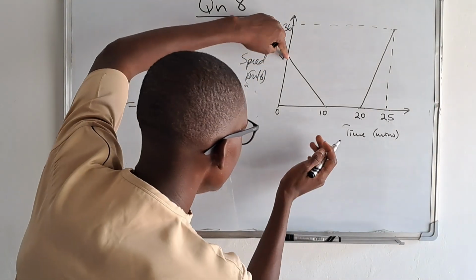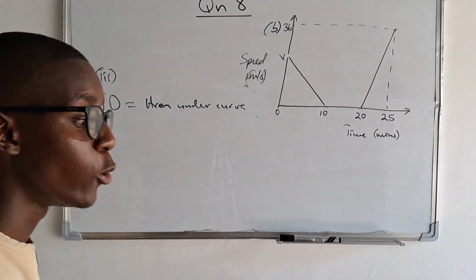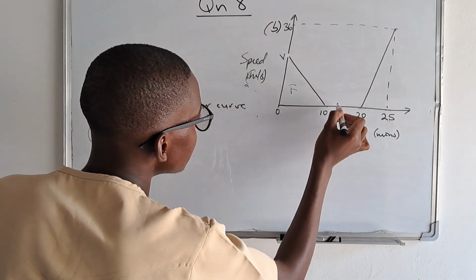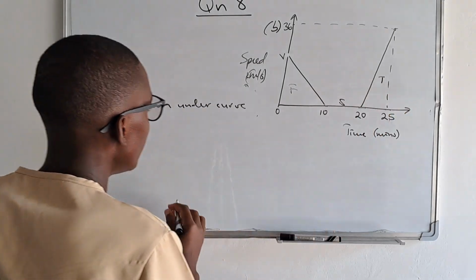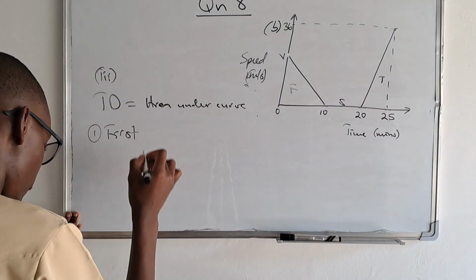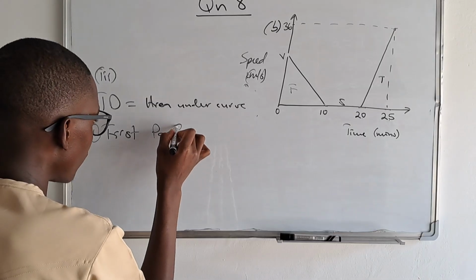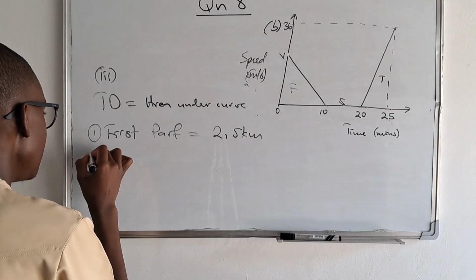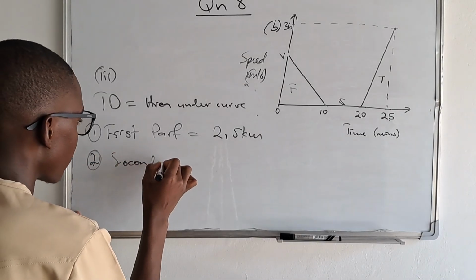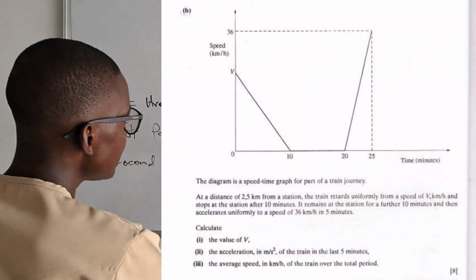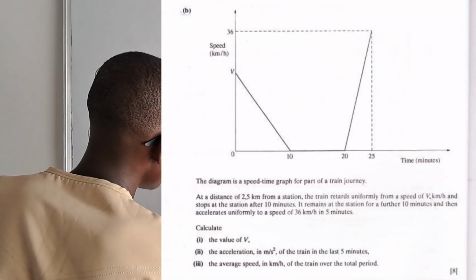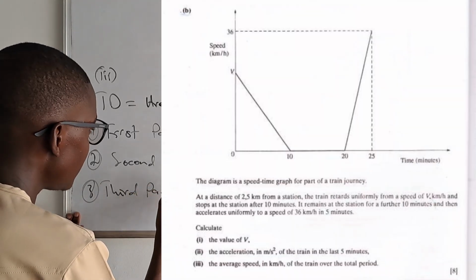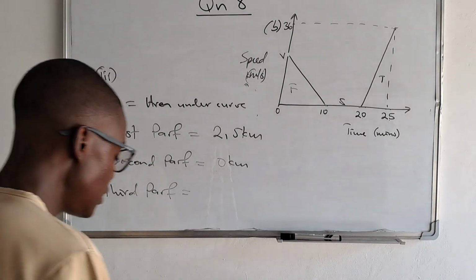The distance from V to 10 here, we have already been told in the question that it's 2.5. This will be our first part, then second, then this will be our third. For the first part, which I have denoted by F, we know that it's 2.5 kilometers. For the second part, it is 0 because it was constant. It will be 0 kilometers. Then for the third part, we know that this one is a triangle.